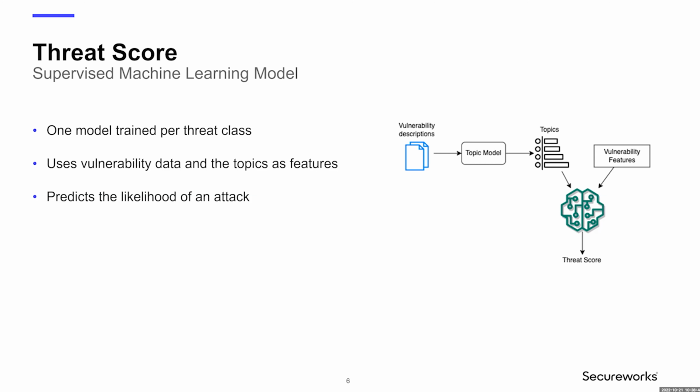In this case, we have multiple threats that aren't mutually exclusive. So essentially, we have a multi-label problem. For this reason, we've decided to train a binary model for every threat class. So we have multiple models, and we simply combine the output to identify all the threats, if any, that might target a new vulnerability.